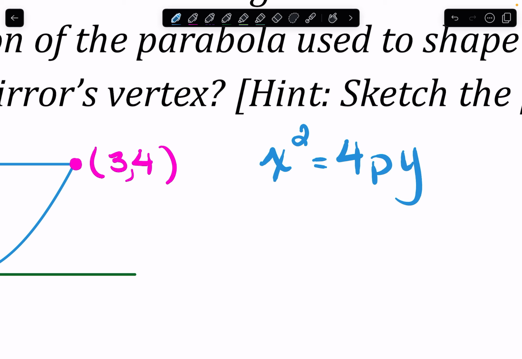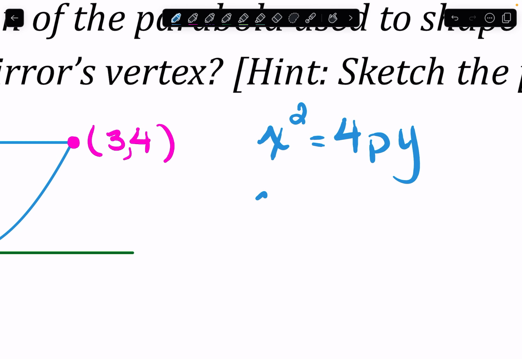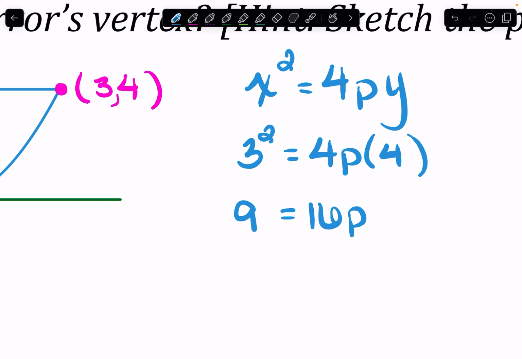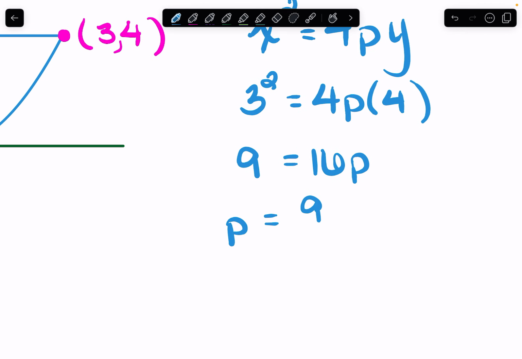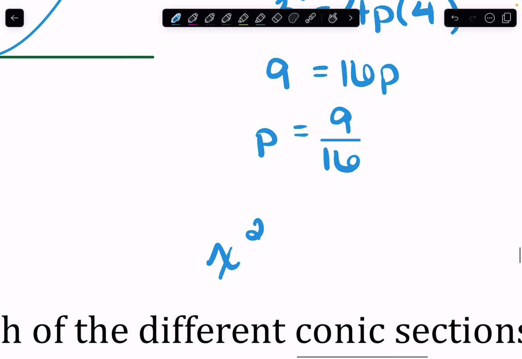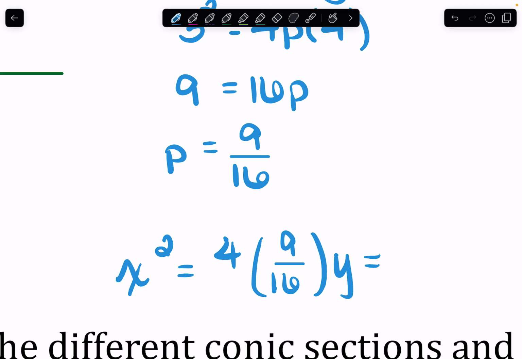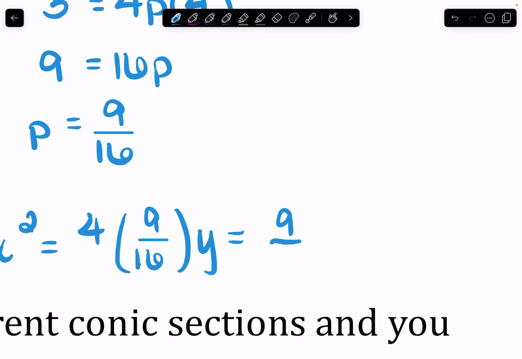We have 3 variables in the standard form. We know the point 3, 4 is on this parabola. If I plug in for x and y, the only variable left is p, so then I can back solve for p. So 3 squared is going to be equal to 4 times p times the y value, 4. So 9 has to be equal to 16p. If we divide both sides by 16, we get that p is 9/16. So the standard form for our equation is going to be x squared equals 4 times 9/16 y. And if we simplify that, it would be 9/4 y.